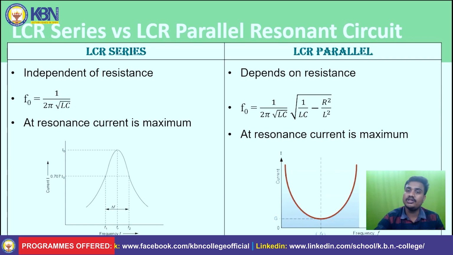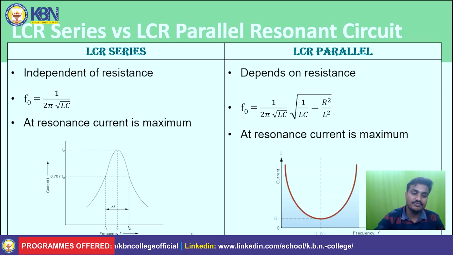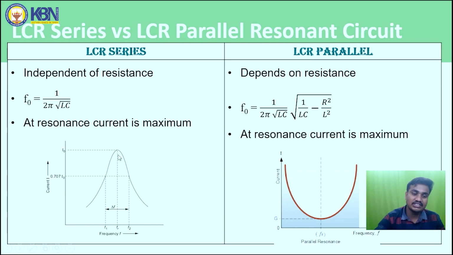At resonant frequency, the current is maximum. If you draw the graph between the frequency and current, you can see it like this. As the frequency increases, the current will increase and reach the maximum current. That condition, or that frequency, is known as the resonant frequency.